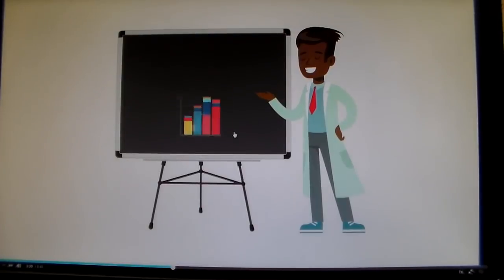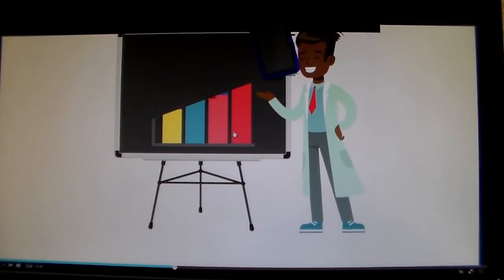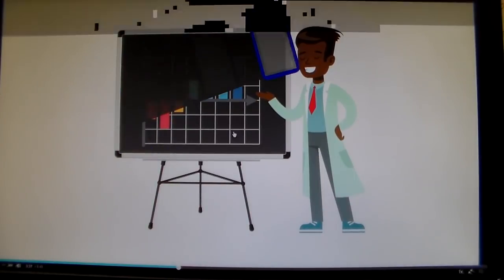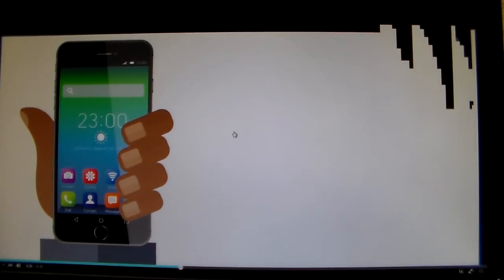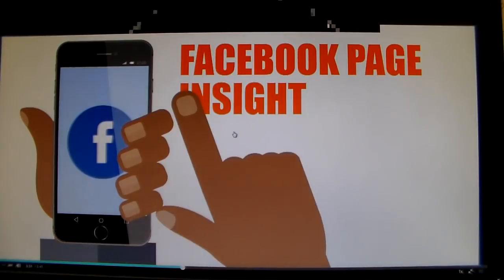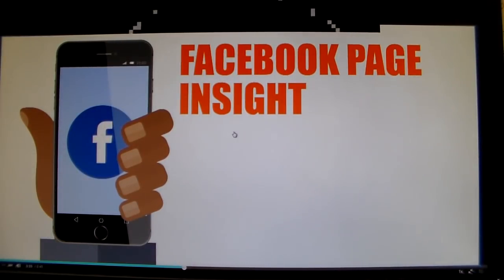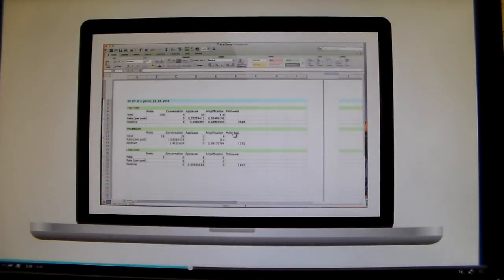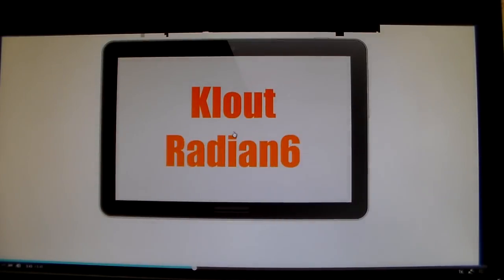Reach metrics can be tracked manually. However, a better way to keep track of these statistics is to utilize analytic tools provided by social media sites. For example, Page Insight on Facebook offers data specific to your brand page. Users can also export this information for further analysis. Finally, businesses can take advantage of third-party services, such as Klout and Radian6, to track their reach metrics for them.